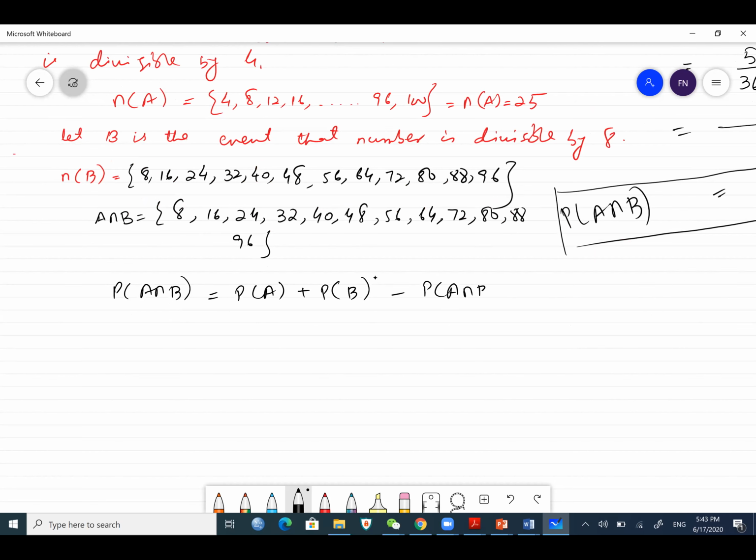Why isn't it 100? Can it not be 100? 100 is divisible by 4, but not by 8. In A, it works, 100 is there. But in B, 100 is not divisible by 8, so we don't have 100 in B.